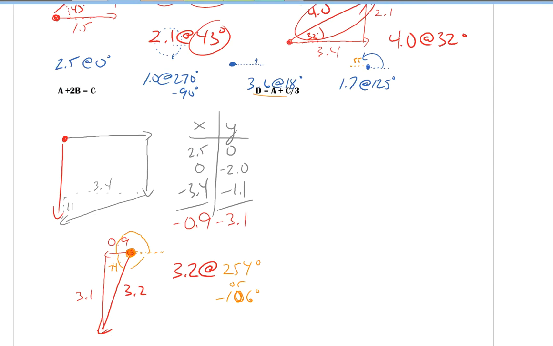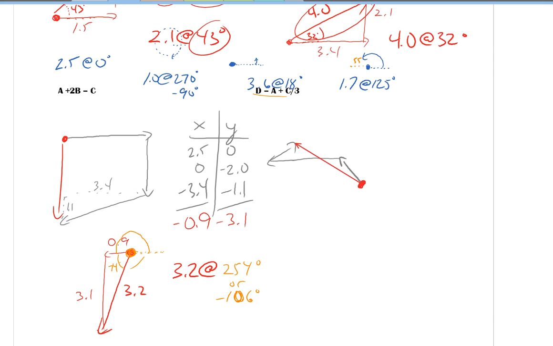We got D minus A plus C over 3. All right, so first of all, D was something like this. Minus A was to the right, so minus A would be to the left, something like this. And then plus C over 3 was something like this. All right, so little starting nub right there. So my answer will go something like that, give or take.